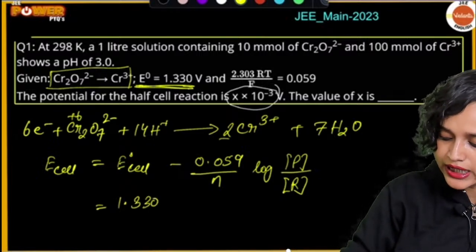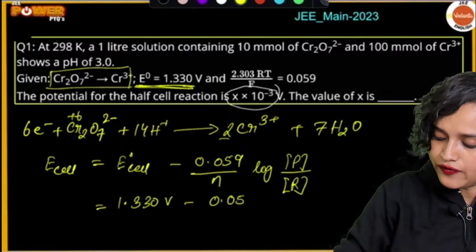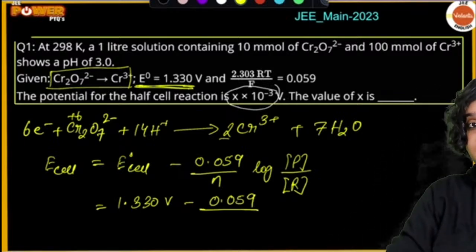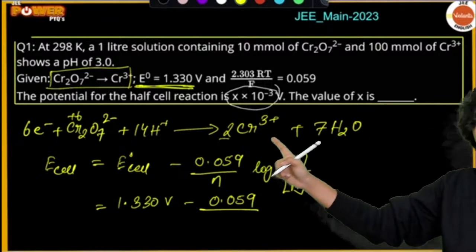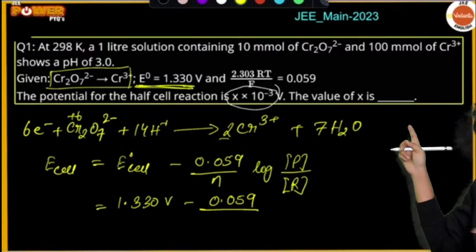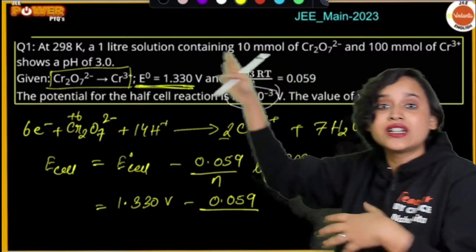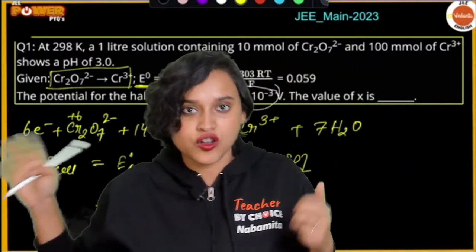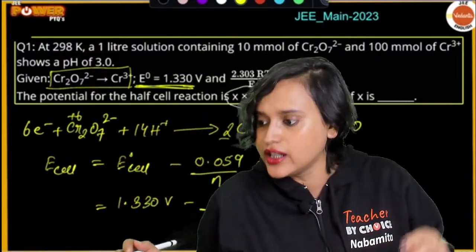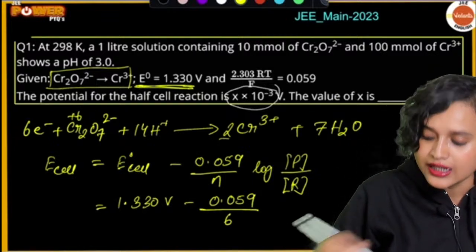So, 1.330 volt minus 0.059 divided by N. What is this N? Do you see here? 6 electrons are required for Cr2O7, which is in +6 oxidation state, to get converted to 3 plus oxidation state. Yes, 6 electrons are required. So instead of N, we are going to put here 6.